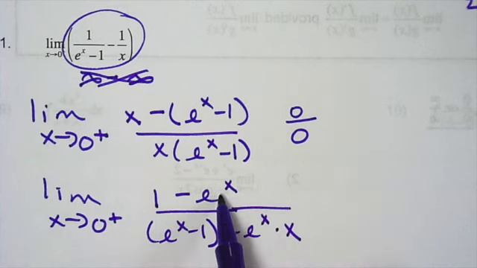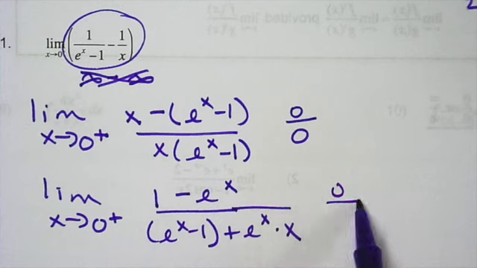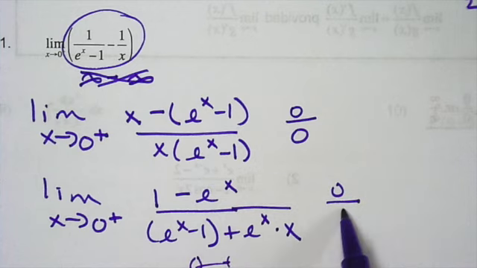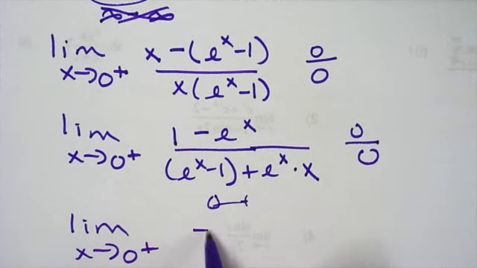If I plug in 0, I get 0 on the top. If I plug in 0 here, this is 1 minus 1, which is 0, plus another 0, so I have 0 over 0 again. So I'm going to do L'Hopital's rule one more time. The derivative of the top is negative e to the x. The derivative of the bottom is e to the x.